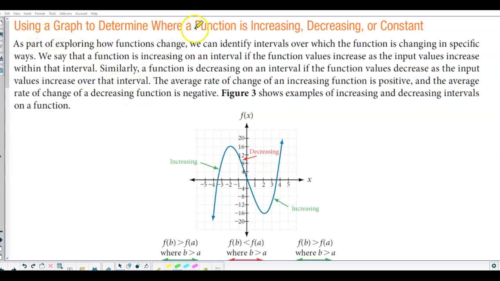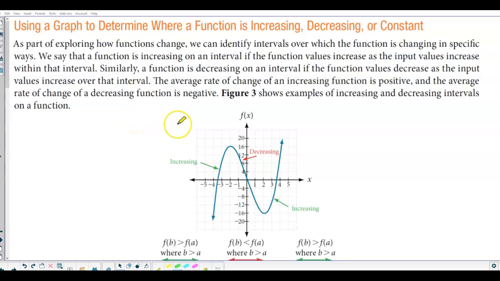Using a graph to determine where a function is increasing, decreasing, or constant. As part of exploring how functions change, we can identify intervals over which the function is changing in specific ways. We say that a function is increasing on an interval if the function values increase as the input values increase within that interval. Similarly, a function is decreasing on an interval if the function values decrease as the input values increase over that interval.